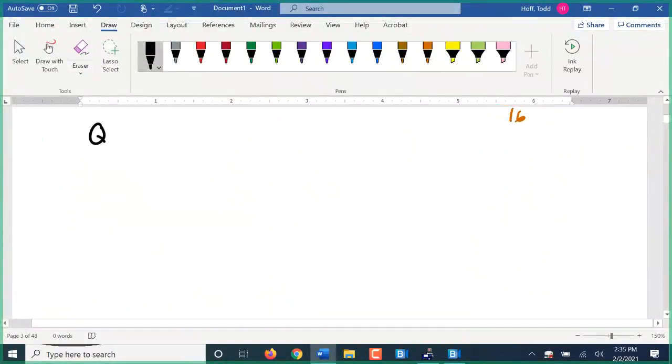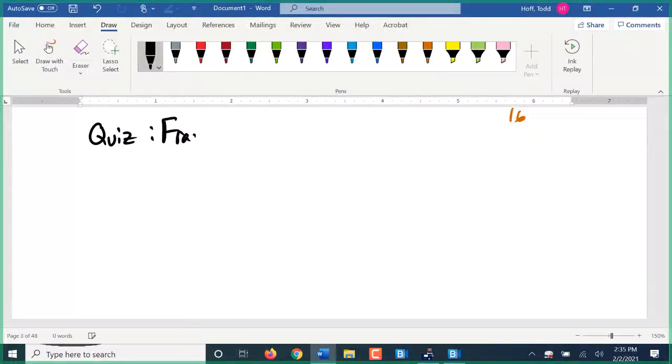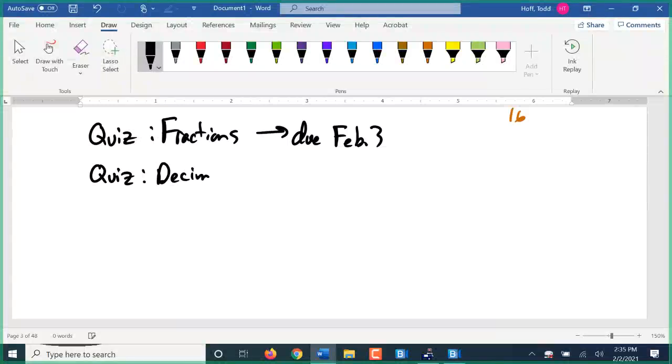So remember, there is that quiz on fractions that is out there. That is going to be due tomorrow, February 3rd. There will be another quiz on decimals. I have it posted out there, so if you want to start early, you can. That'll be due February 4th. And that'll be our 2 quizzes for this week.